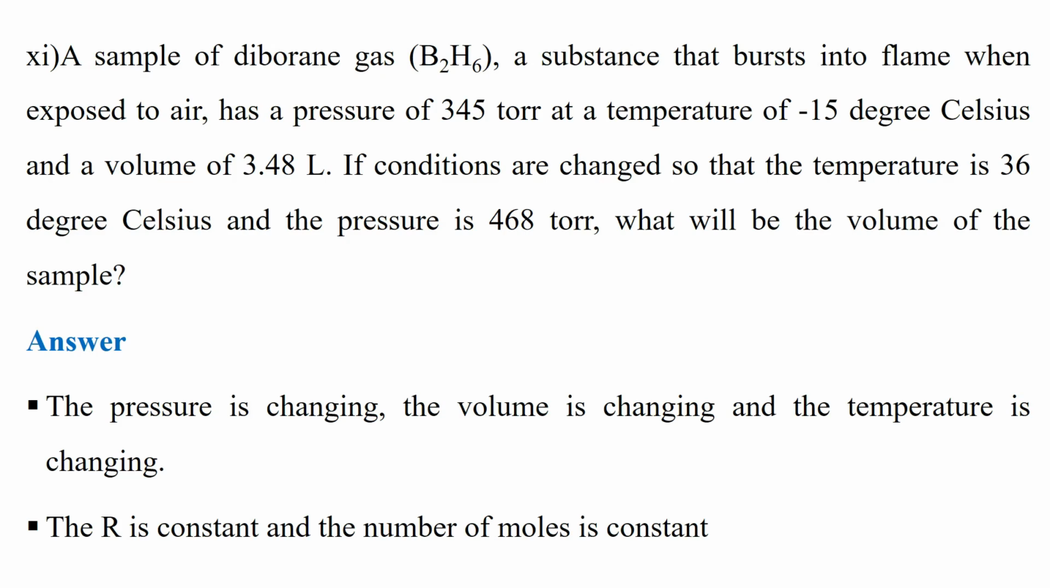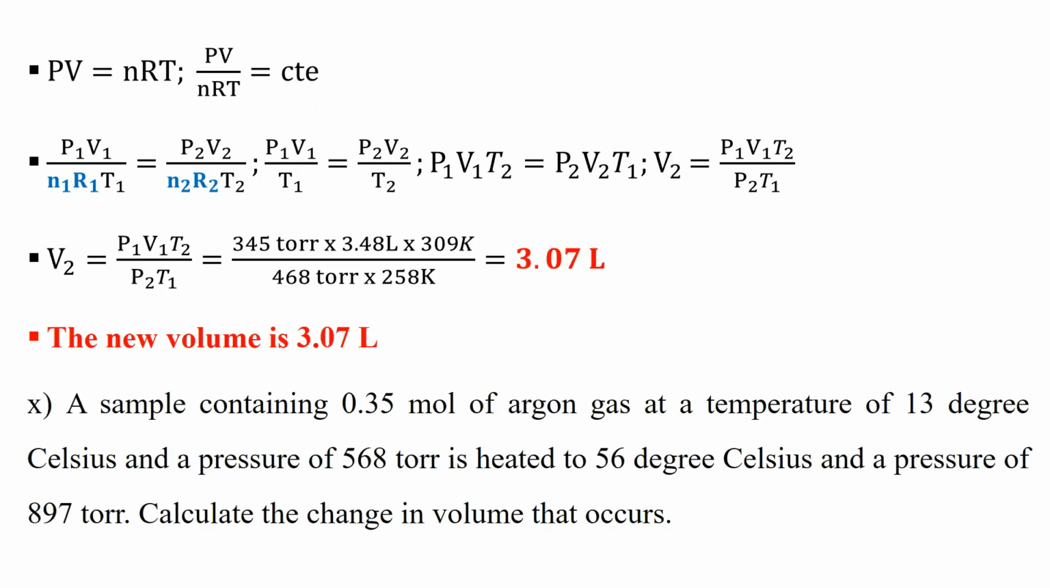So the pressure is changing, the volume is changing, and the temperature is changing. The gas constant is constant, the number of moles is constant. Then we can cancel the parameters which are constant, because they will be equal. Then P1 V1 over n1 R1 T1 is equal to P2 V2 over n2 R2 T2. The number of moles is constant, so n1 will be cancelled with n2. R1 will be cancelled with R2. Then we remain with P2 V2 over T2, which will be equal to P1 V1 over T1.